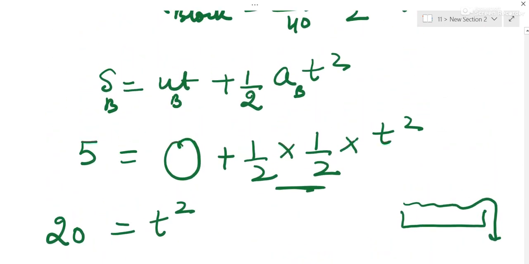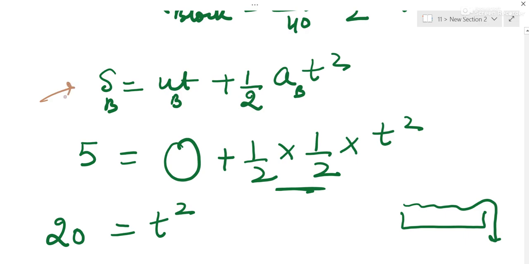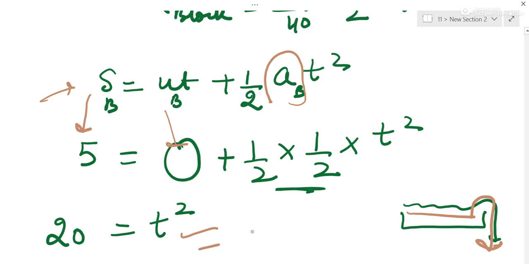Okay? And when I am using this second equation for the box, then it is the acceleration of the box. This is 5 meters that the box will travel as it falls down. The initial velocity of the box is 0. So this is the time taken. So this is how I have solved it.